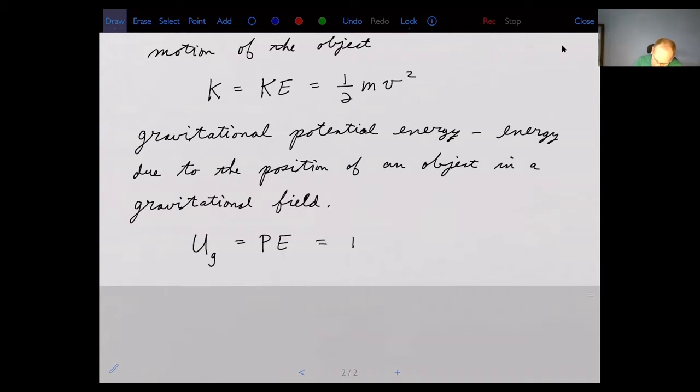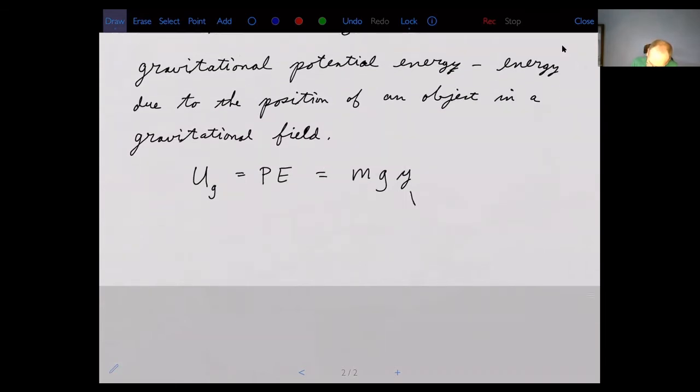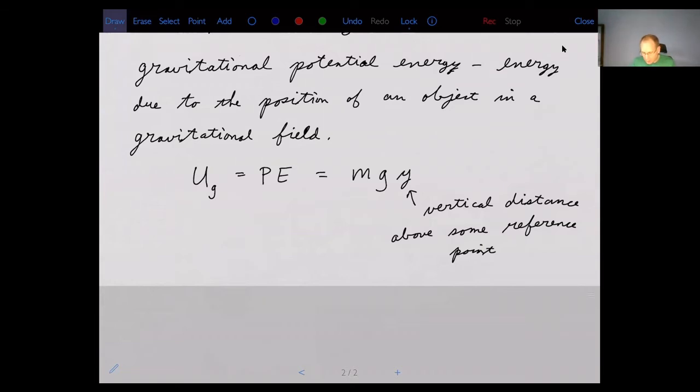And it's simply equal to the mass times the acceleration due to gravity times the vertical distance. Y is the vertical distance above, or it could be below too, but usually we say above some reference point. So there's some reference point where you assume the potential energy is 0, right? So Y would be 0, and you measure from that particular reference point.